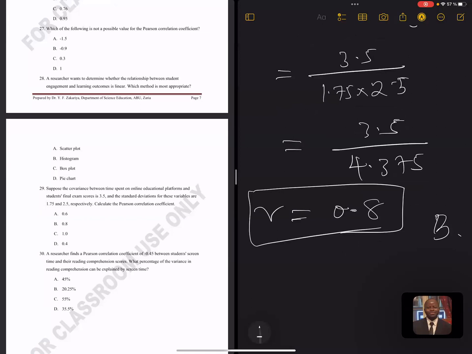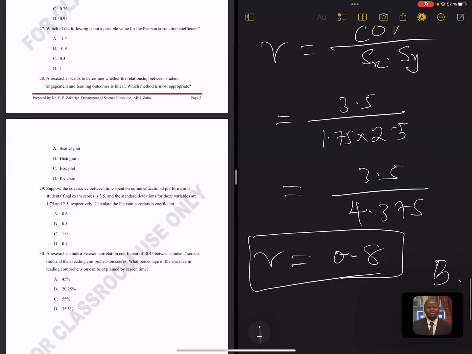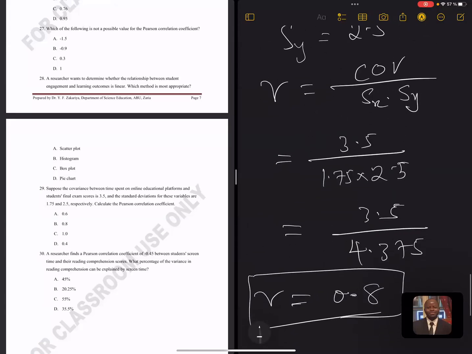Are we okay, everybody? You can see how easy this is, how you can move from one equation to another. Is it okay, everybody? Thank you, sir. Yes. All right.